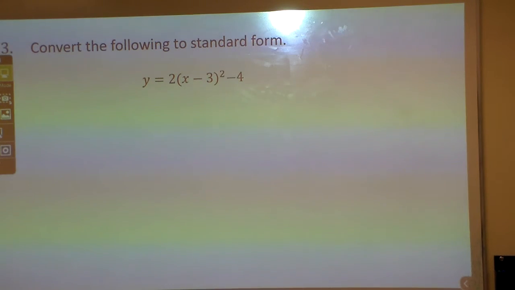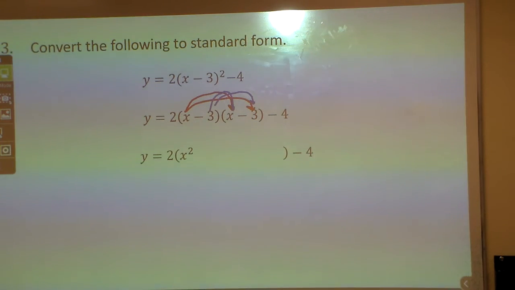Okay, to convert the following to standard form. Well, first off, let's rewrite this. That squared just means I have this here. So now I'm going to FOIL this part right here. I'm going to take x times x squared, the outside term, inside term, and the last terms. So I get an x squared, a minus 3x, another minus 3x, plus 9.